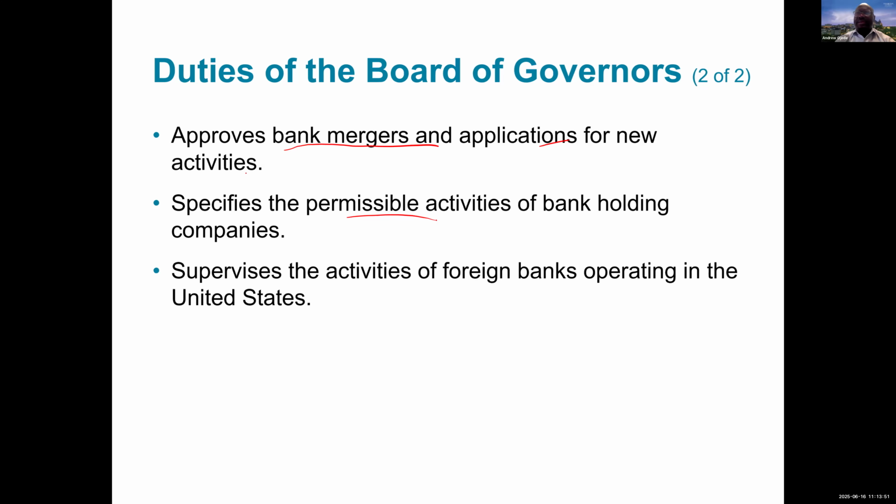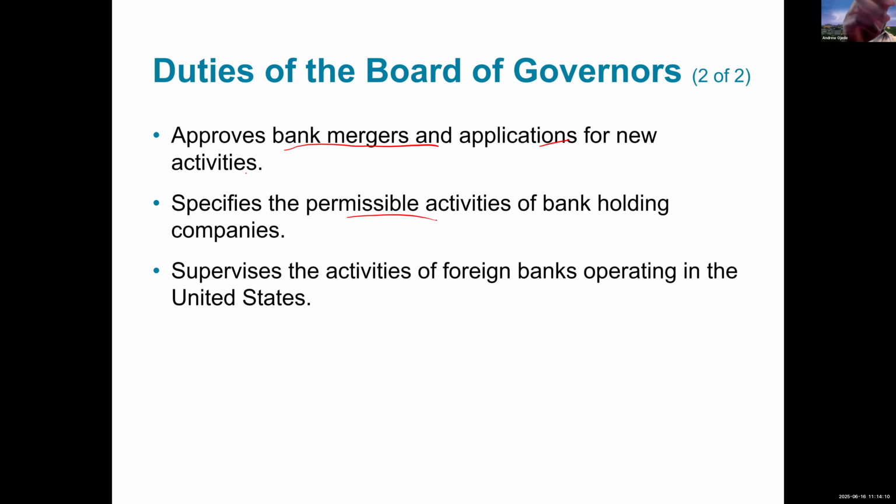First of all, I told you already, if you become a bank holding company, let's say Walmart ever applies for a license and starts a bank alongside its regular retail business activity, then Walmart is asked to separate its retail business activities from its banking activities. We cannot mix the two. So those are the things that are going to be determined by the board.